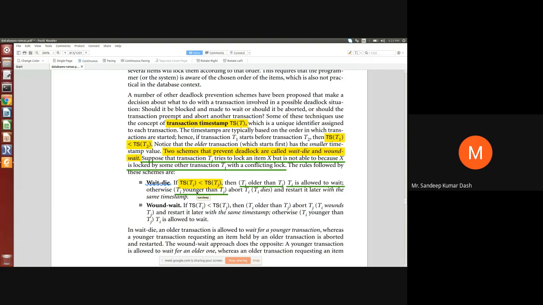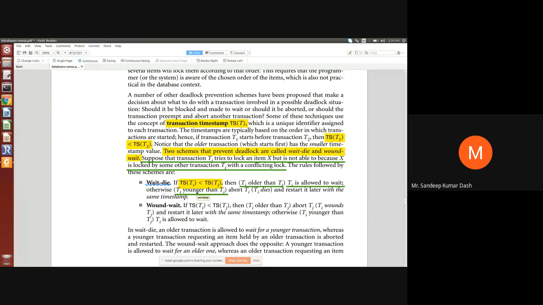In the previous case, what happened? In the same case, when an older transaction was requesting, the older transaction was allowed to wait. But in this case, the older transaction is not allowed to wait. It will directly get the data item, and the younger transaction will be directly aborted. There is no consideration. Wound-wait is more threatening than wait-die, because in the previous case, the older transaction was waiting. In this case, the older transaction directly aborts the younger transaction. So the younger transaction is wounded. It will be directly aborted and restarted later with the same timestamp.